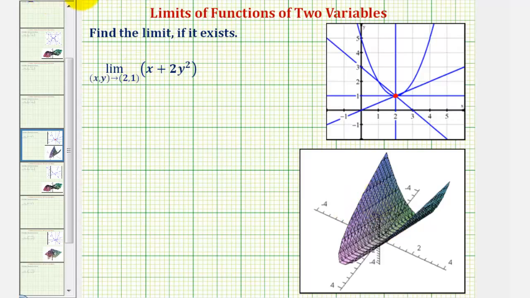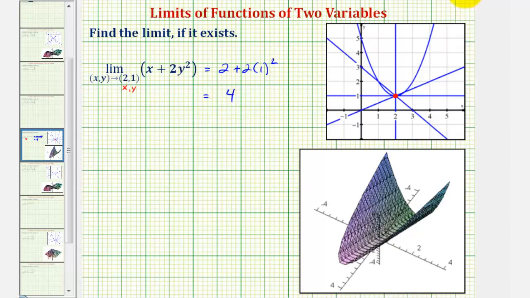So to find this limit, we can simply substitute 2 for x and 1 for y. We don't have to consider various paths shown here that approach the point (2, 1). So our limit is equal to 2 plus 2 times 1 squared, which is 4.